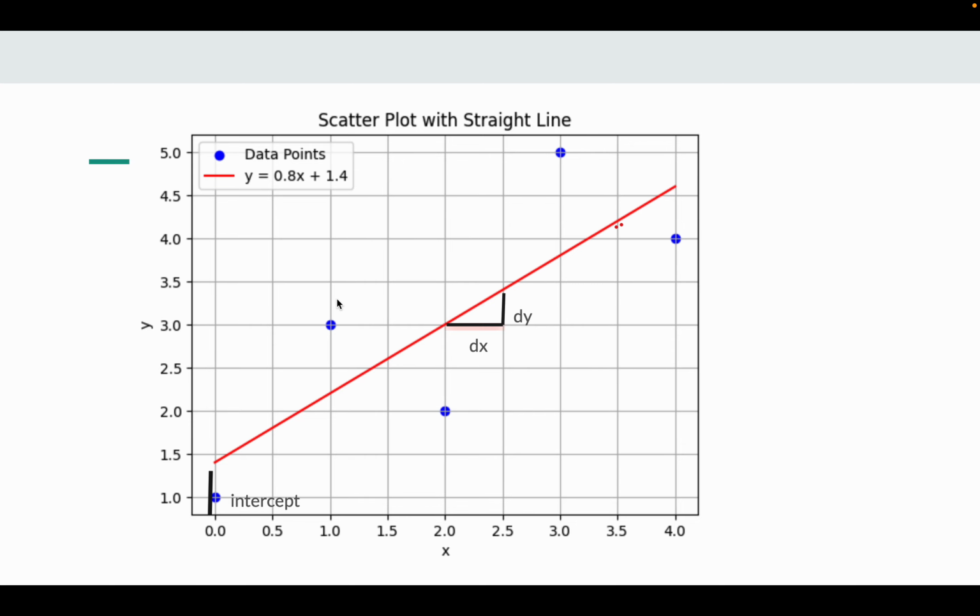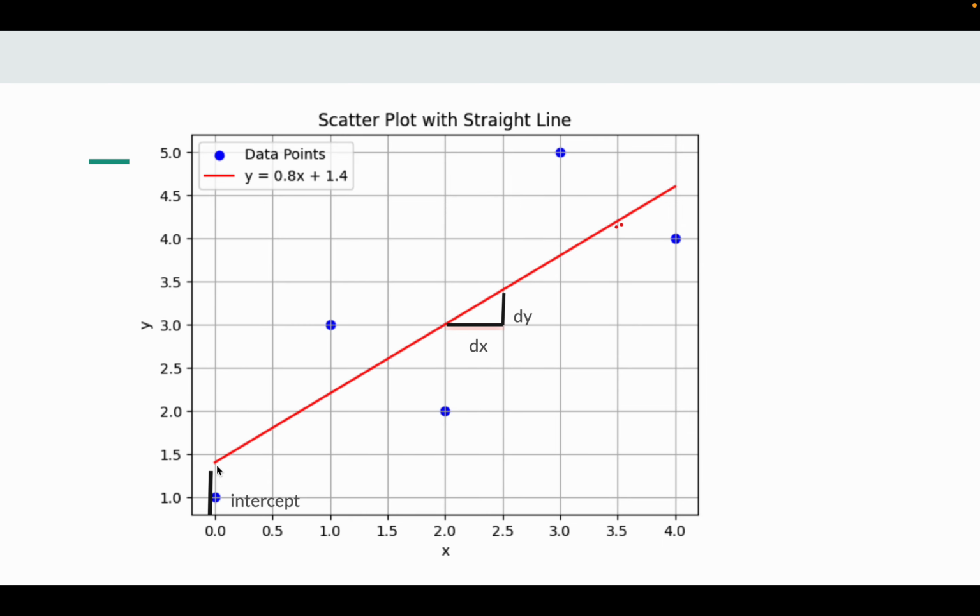So consider the straight line. These are the points, and this is our best fit line. The slope means dy by dx, so here I have mentioned dy by dx. This is called the slope, and here we can see the intercept, which is the y value when x is equal to 0.